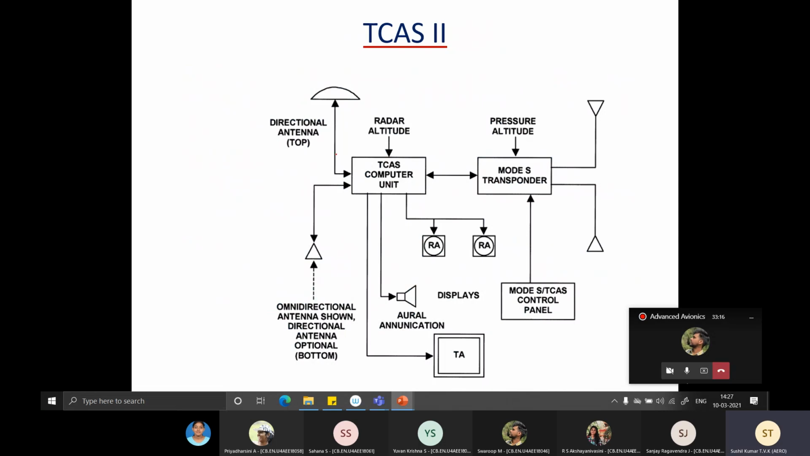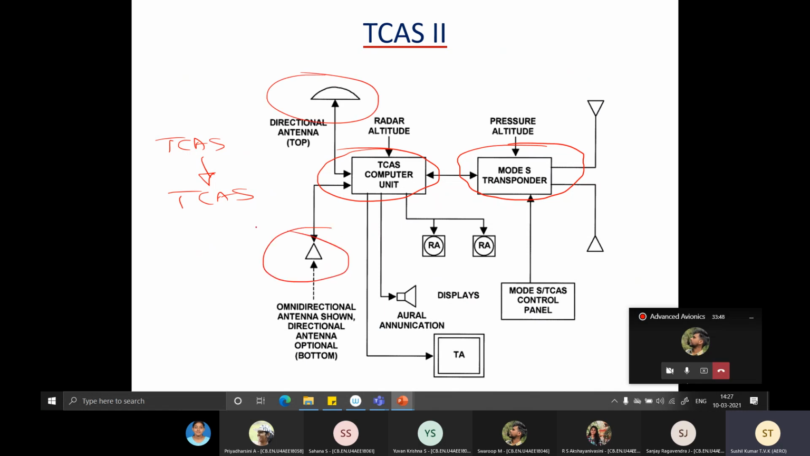The heart of all TCAS is again the MODES transponder. This is where the actual links are going to take place. In addition, if you have a TCAS to TCAS aircraft, then there is communication taking place between these two aircraft through these antennas also. Now they are shown antennas at the top and bottom, and the bottom one, they are telling it's optional.